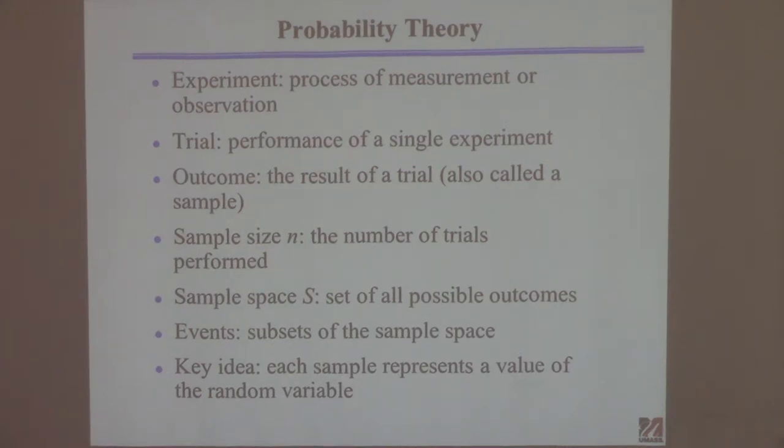Usually we call it the sample. It's the value X that I just showed you, the value you collect from the experiment. Sample size is the number of experiments or trials performed. We usually give that the name little n. Okay. Sample space means the set of all possible outcomes.